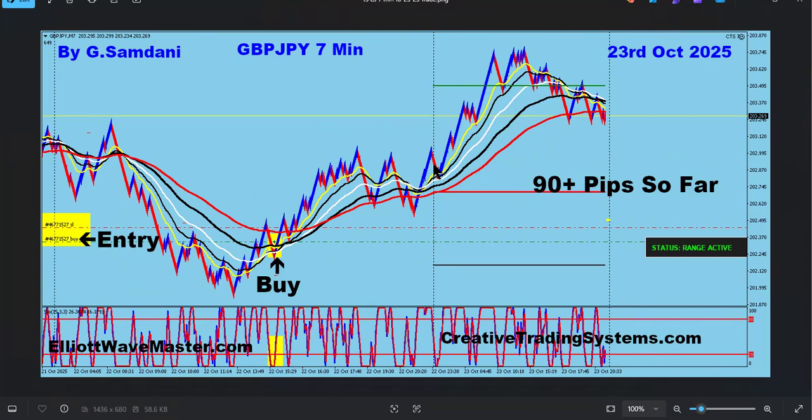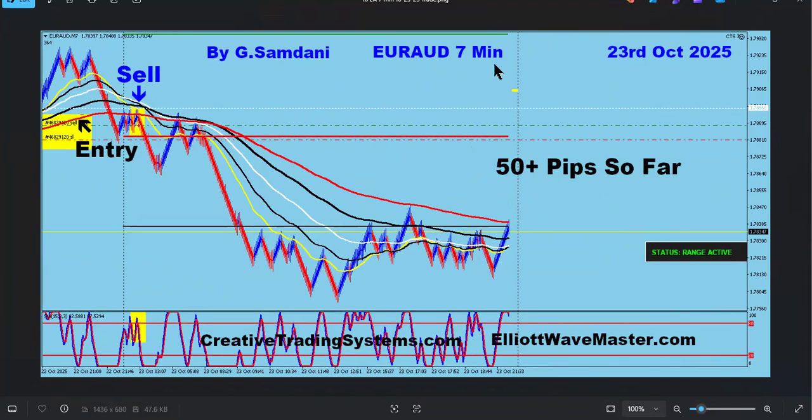So 22nd and this 23rd, I held it for 95 pip. This is from the 7-minute chart. Now this one, Euro Aussie, it's a drop here. Sell order is right there for 50 pip on the 23rd.